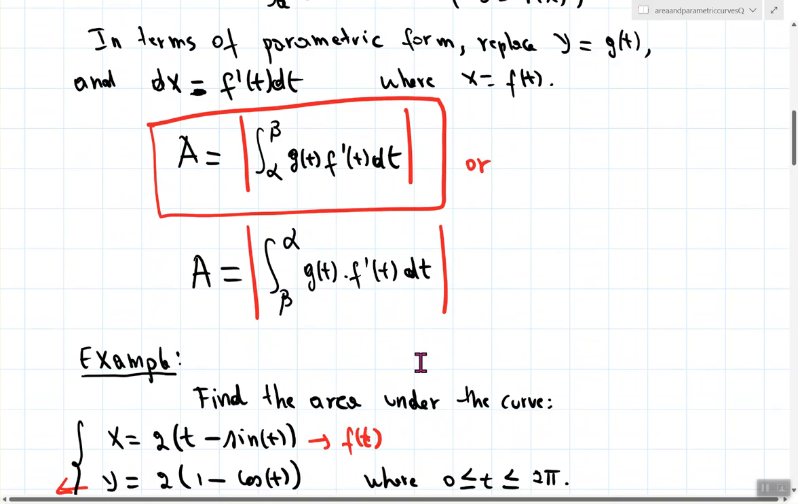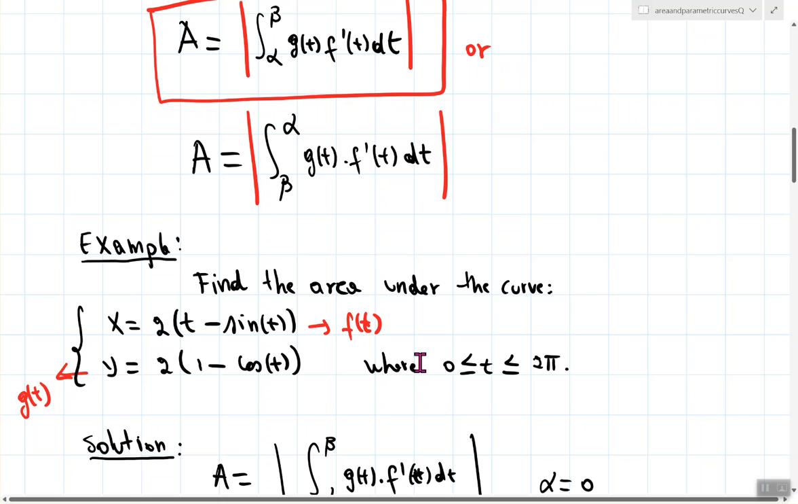So let's look at an example. Find the area under the curve. So they give us this. The curve is given by two parametric equations. X equals 2 times quantity t minus sin t. Y equals 2 times quantity 1 minus cosine of t. And they say that the parameter t is between 0 and 2 pi.